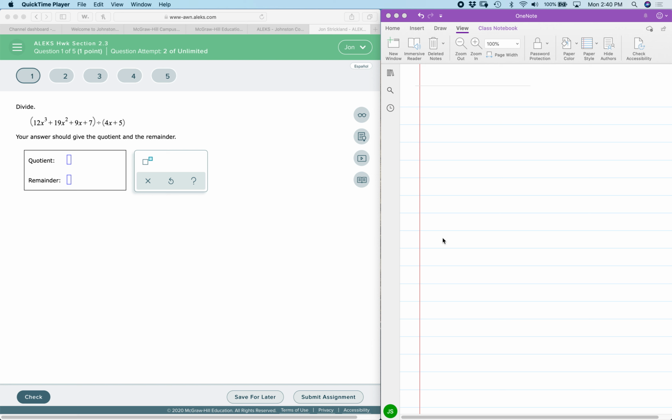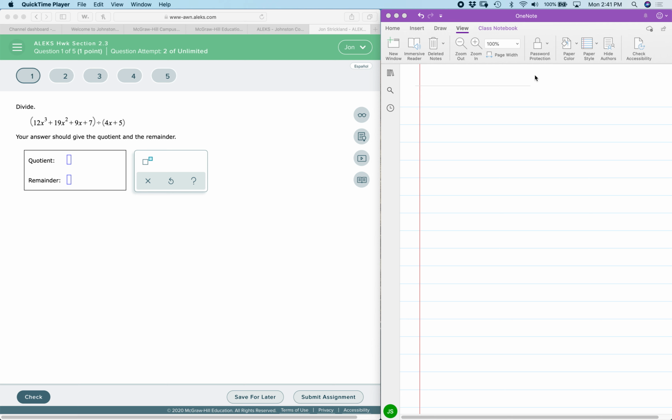Okay, looking into section 2.3. This is going to be the part that has both long and synthetic division. First of all, we're looking at division of 4x plus 5 into 12x cubed plus 19x squared plus 9x plus 7.